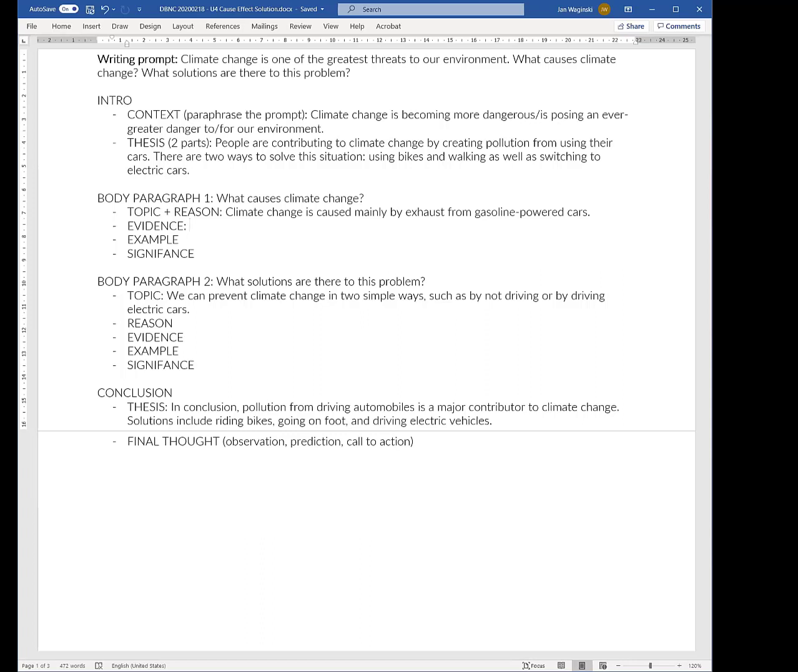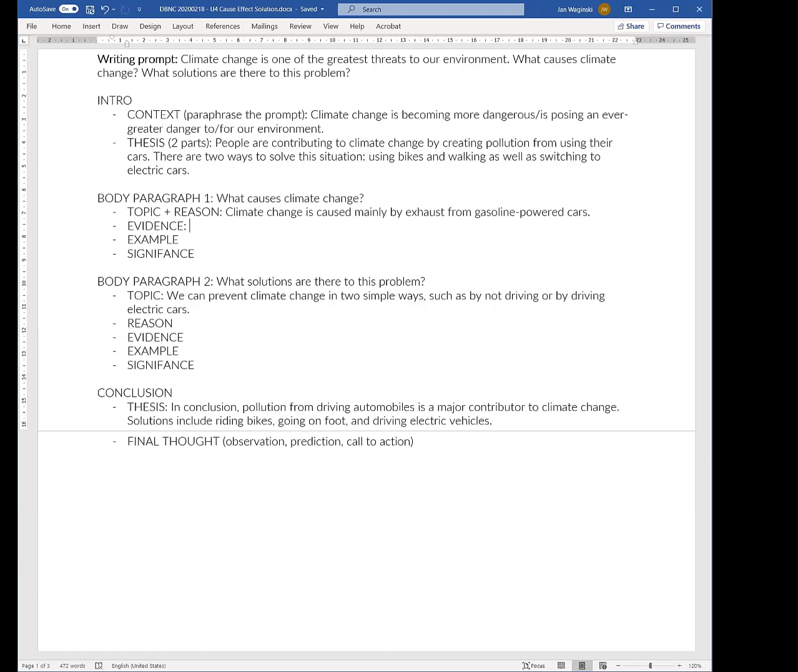Okay, I'm thinking about the cars. You know, electric cars are very expensive for using, right? I don't know how to cooperate all together, right? Because we need to explain. But we're not on electric cars yet. The first body paragraph is what causes climate change. And that's the only thing we're going to talk about in this paragraph.